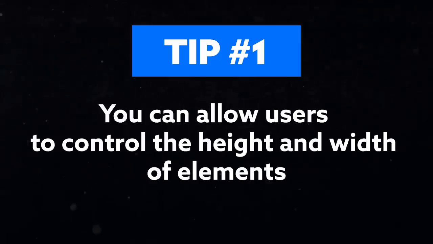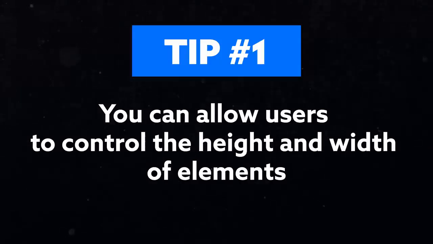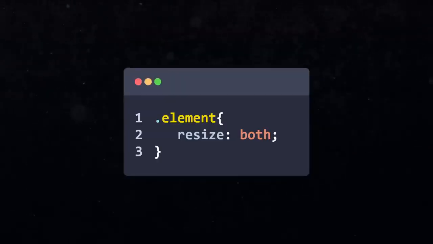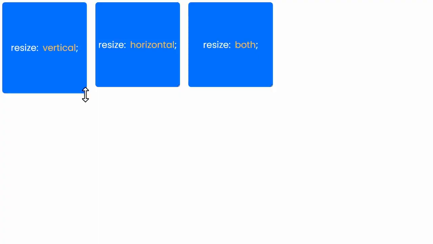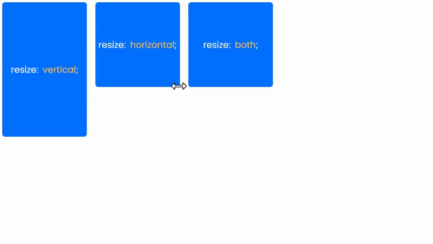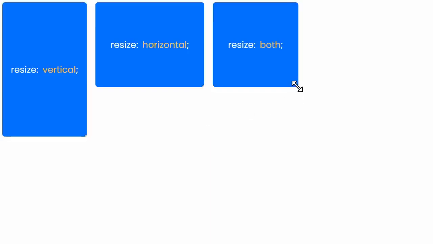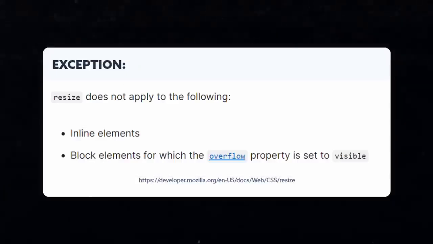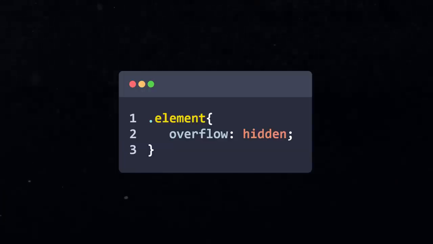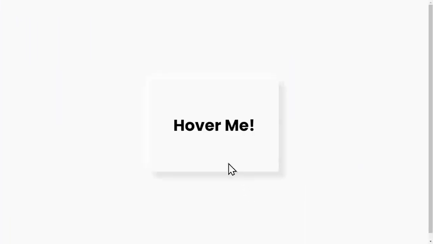Tip number 1. Did you know that you can actually allow the users to control the height and width of your elements? By using the resize property in CSS, you can allow the user to resize the HTML element vertically, horizontally, or both at the same time. This will work for every element that has an overflow of any other than visible. For example, overflow hidden.